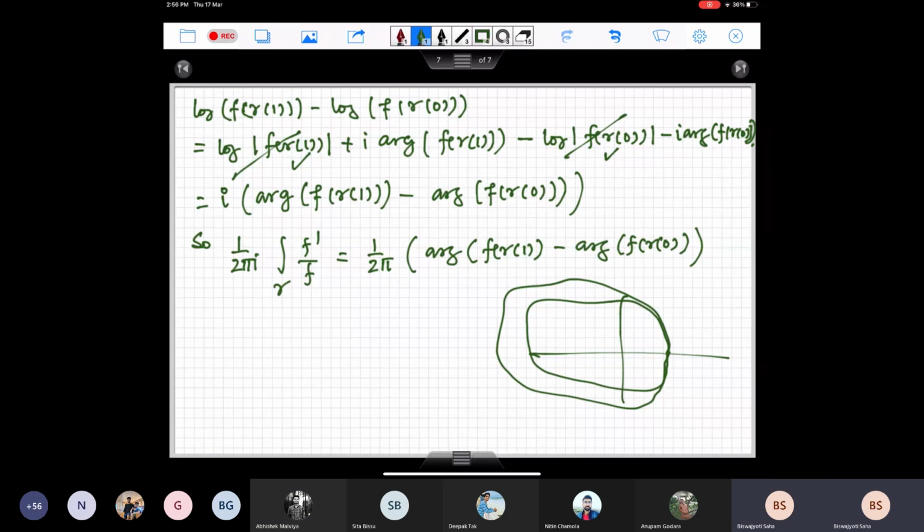Yes. Okay, great. If we didn't use the winding number concept, like we start from 0 and again come back to that, so the argument of f of r0 is 0 and f of r1 is 2 pi, by the winding number concept.